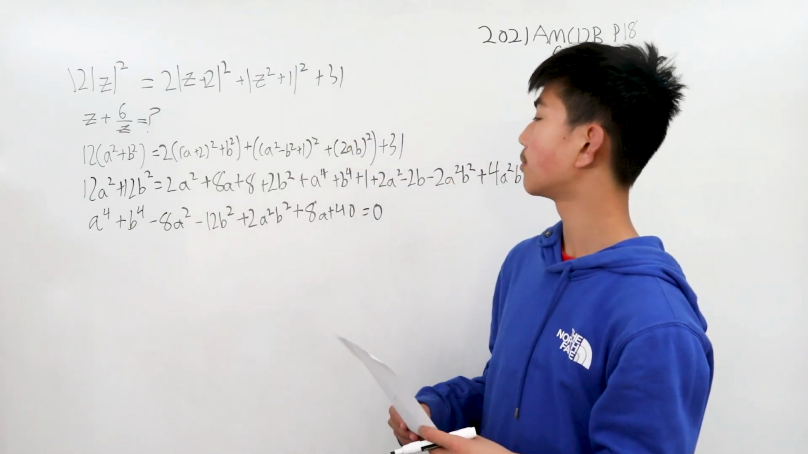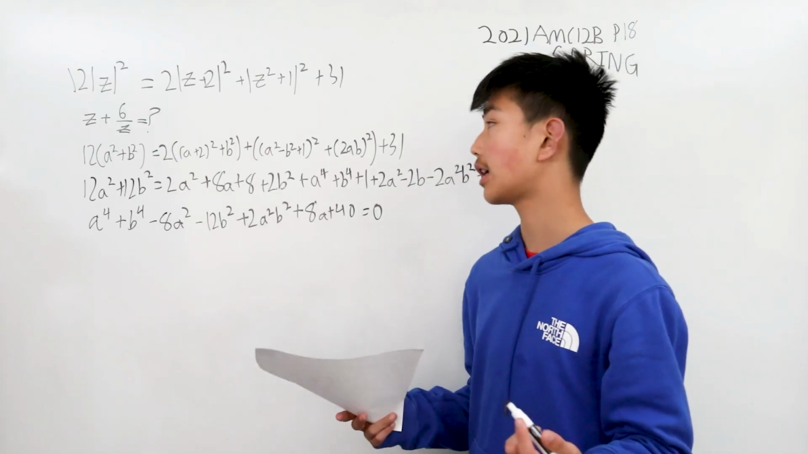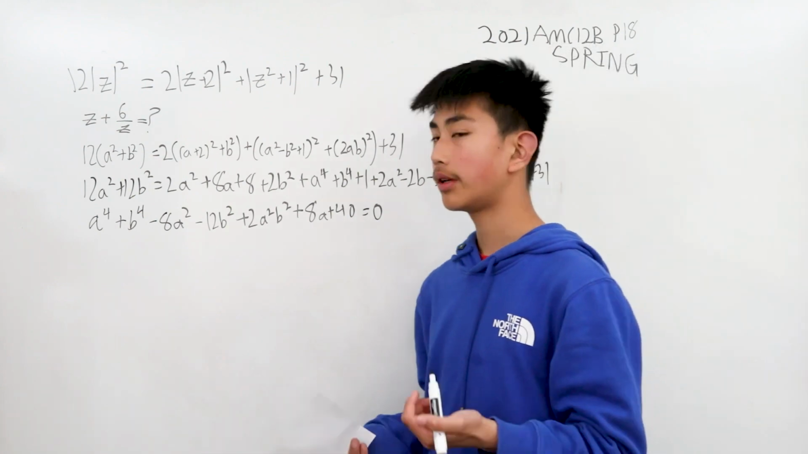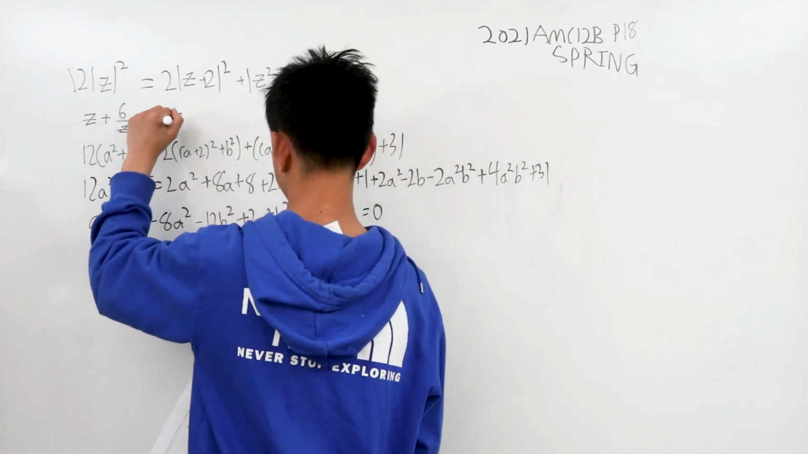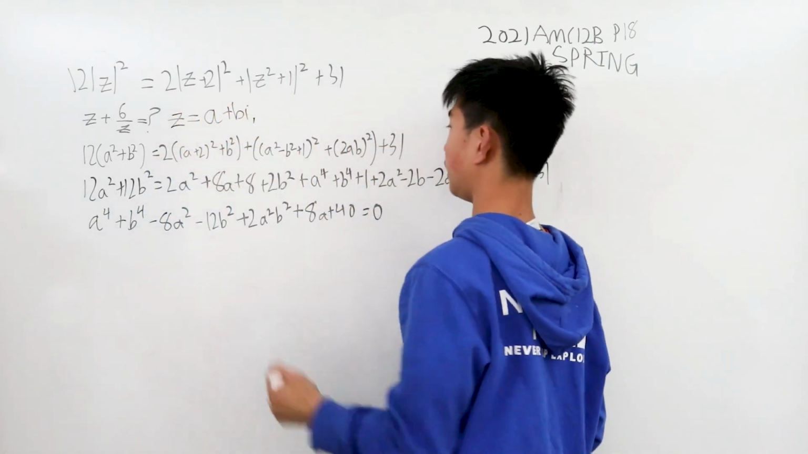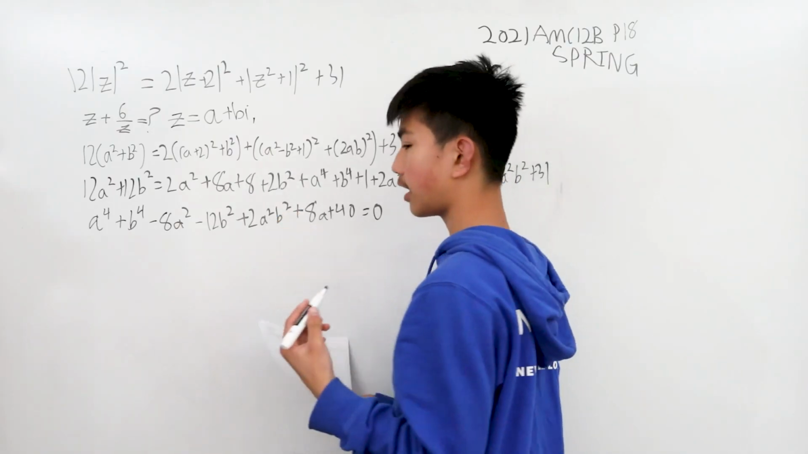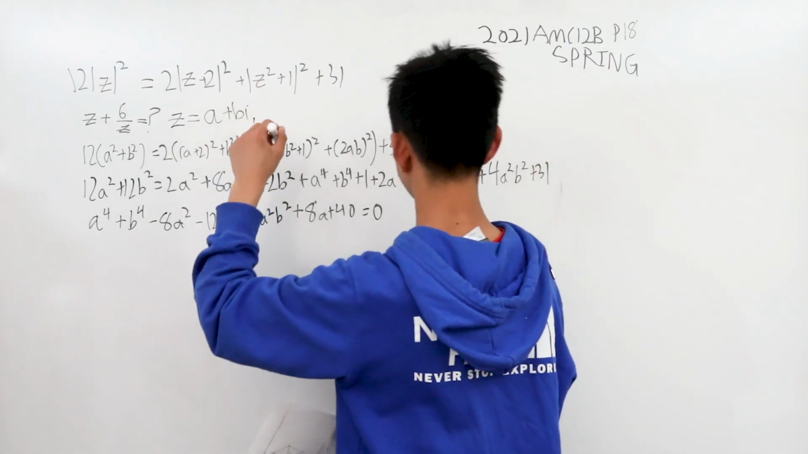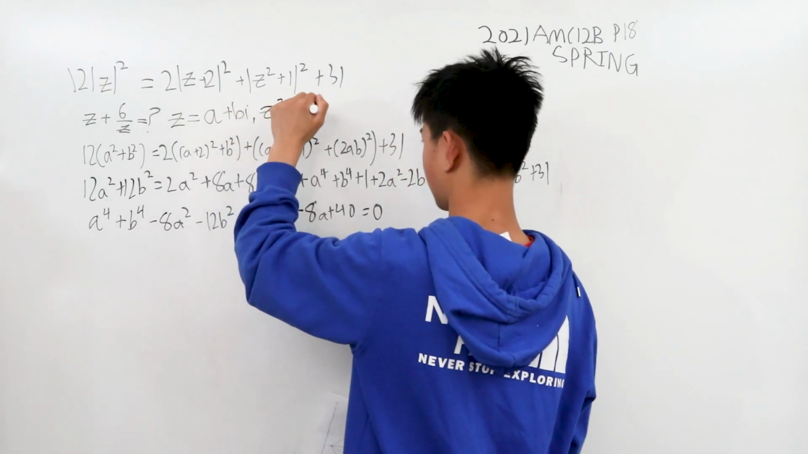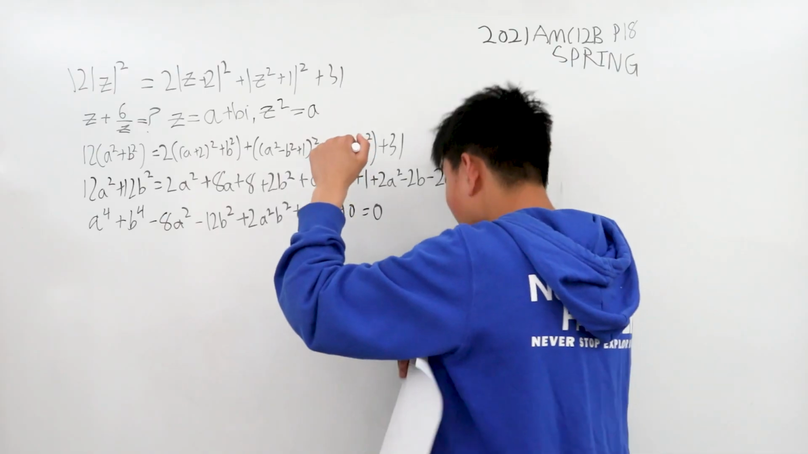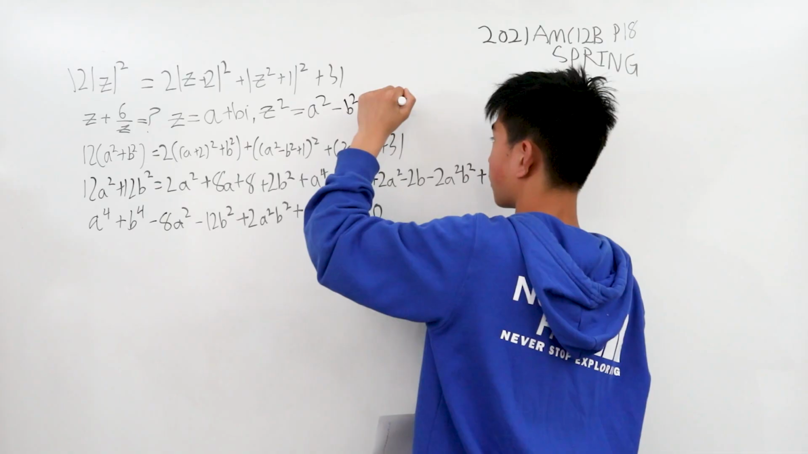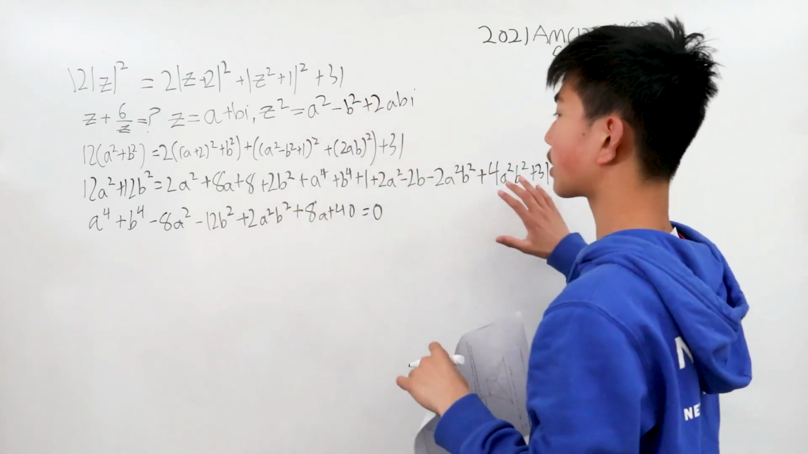So it's important to notice that for any imaginary number, in this case z, we can set it equal to a plus bi. It is then shown that z squared is a squared minus b squared plus 2abi. This is where all of this comes from.